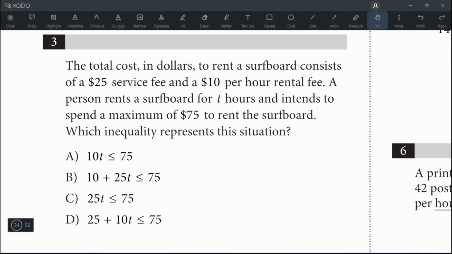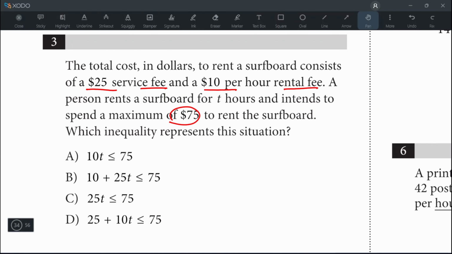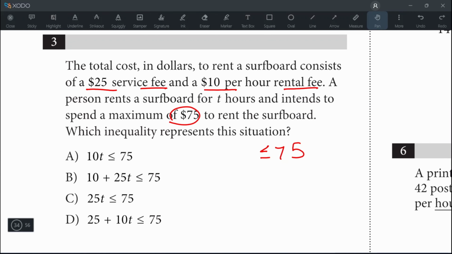Question number 3. The total cost in dollars to rent a surfboard consists of a $25 service fee and a $10 per hour rental fee. A person rents a surfboard for 10 hours and intends to spend a maximum of $75 to rent the surfboard. Which inequality represents this situation? So we know that there's someone who wants to rent a surfboard and doesn't want to spend more than $75. So we have a maximum value of $75. That will be the right side of our inequality.